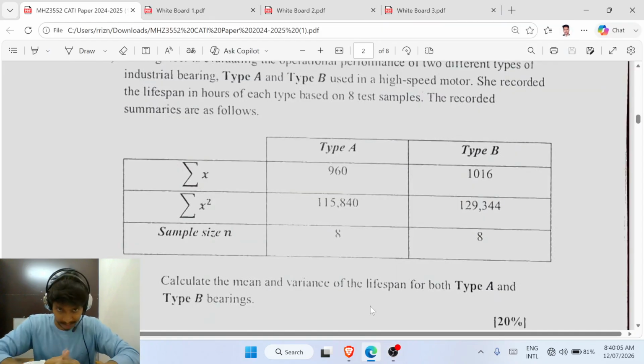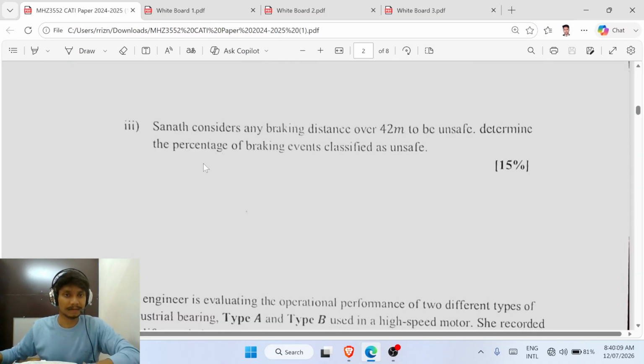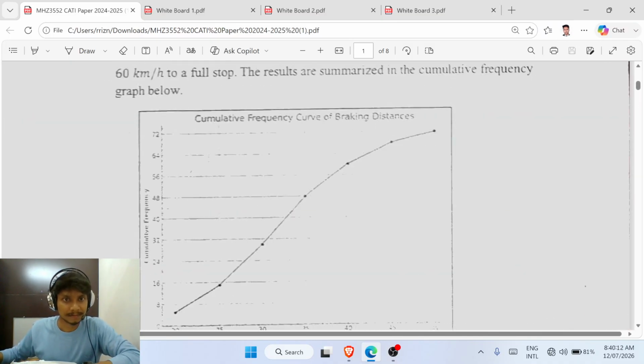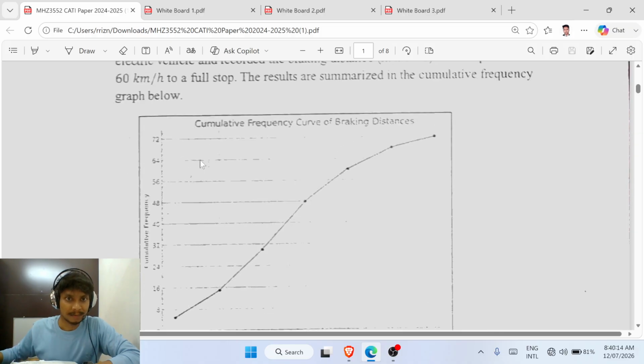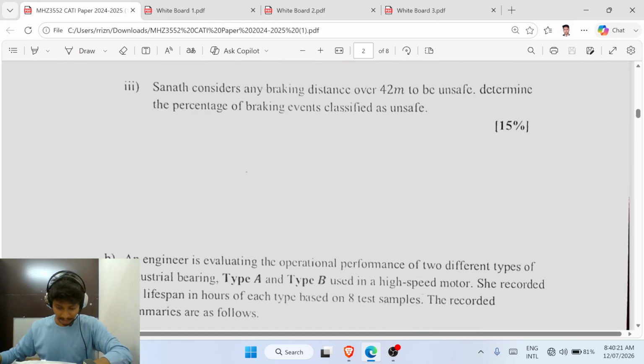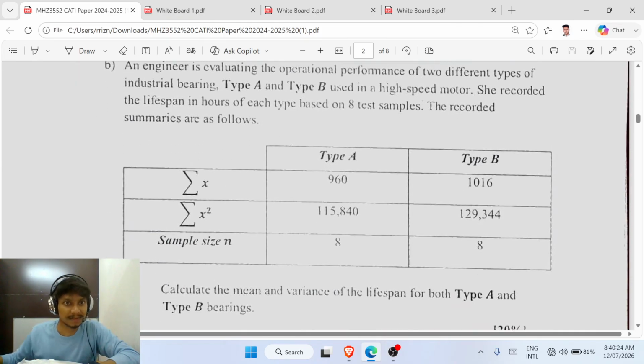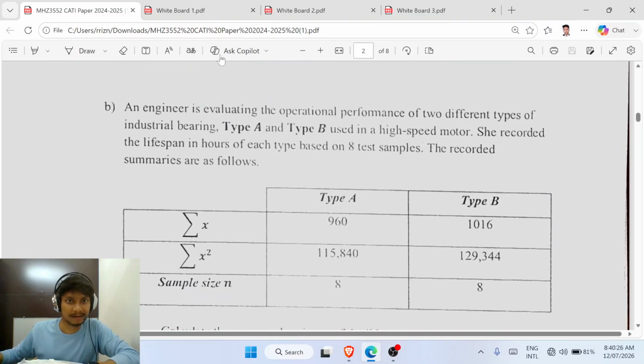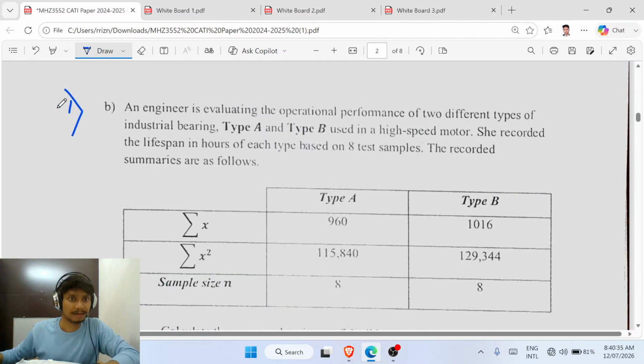Okay, welcome back. In the last video, we discussed the first question, part A, about this cumulative frequency graph, and we have discussed all of its questions. Now, in this video, we are going to discuss part B of question one.